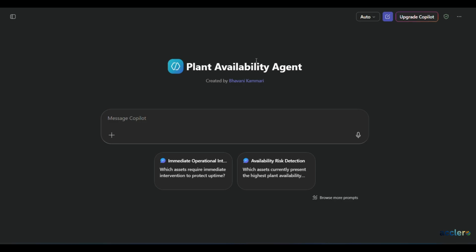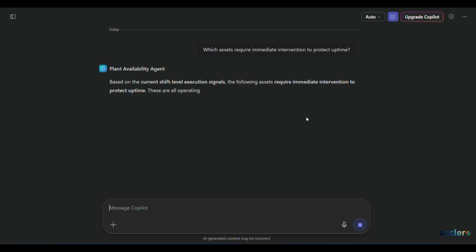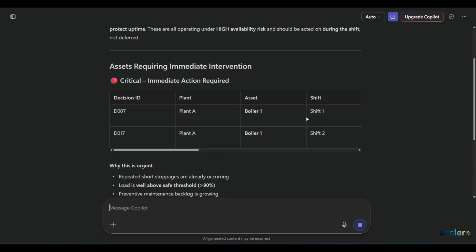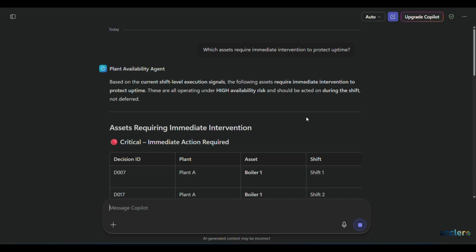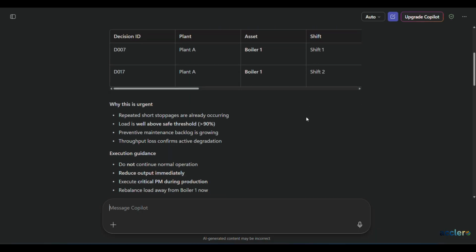This demo shows how the plant availability guidance agent improves execution discipline by helping supervisors act during operations while uptime is still recoverable. The agent continuously evaluates stoppage frequency, asset load level, deferred maintenance exposure, and throughput deviation in real time.